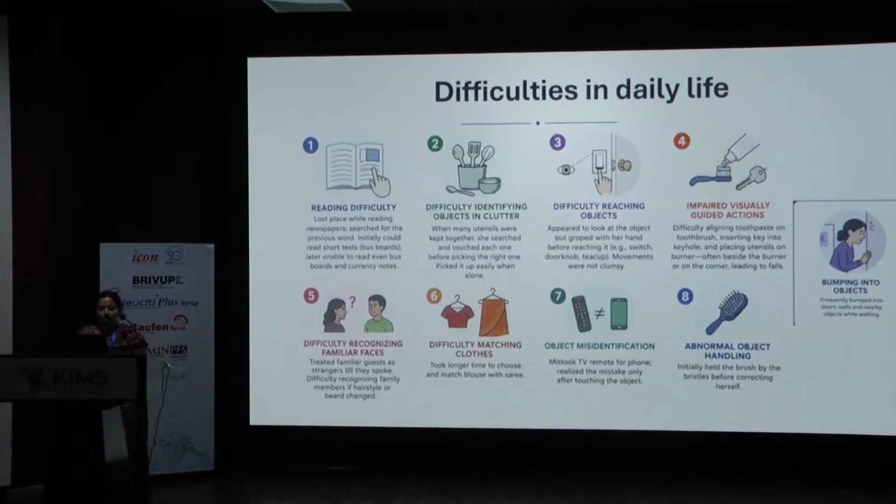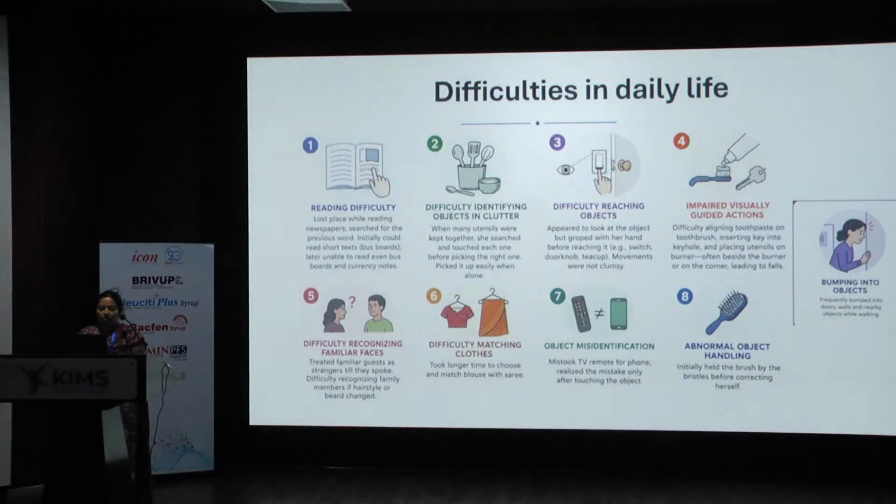She also had difficulty with visually guided actions. To put toothpaste on a toothbrush, she was unable to align them properly, so there was spillage of toothpaste. Also, she was unable to insert a key exactly into the keyhole, and when she wanted to place utensils on the burner, she used to take the utensils slowly, carefully to the stove, but rather than placing it on the burner, she would place it adjacent to it or sometimes even on the corner of the stove, leading to the fall of the utensil from the stove.